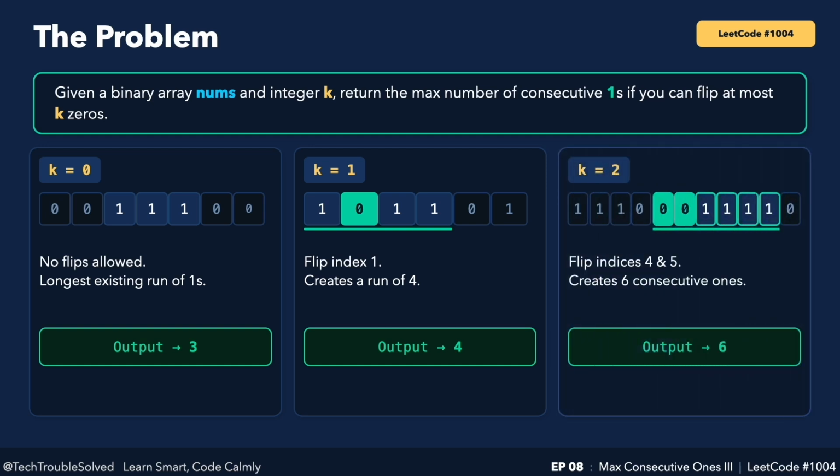K equals 2. 11 elements. Flip indices 4 and 5. The window runs from index 4 to index 9. 0, 0, 1, 1, 1, 1. 2 flipped zeros and 4 ones. That's 6 consecutive ones. Output 6. K is not just a number. K is a budget. How do you spend it to get the longest possible window? That's what we are solving today.